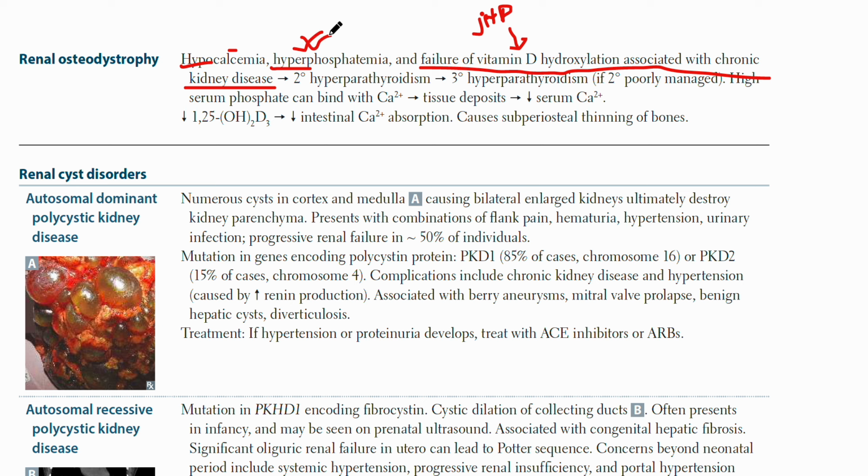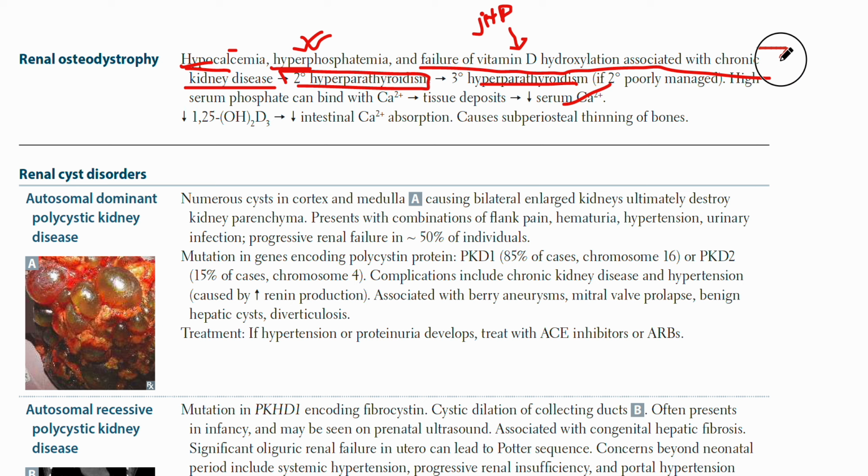So hyperphosphatemia, because there is a decrease in phosphate excretion, and that phosphate level increases in serum, that will competitively inhibit the excretion. So there is reabsorption of calcium that causes hypocalcemia, right? So basically, this all is causing secondary hyperparathyroidism and also tertiary hyperparathyroidism if secondary is poorly managed. High serum phosphate can bind with calcium, causing tissue deposits, so decrease in serum calcium. This is one of the reasons.